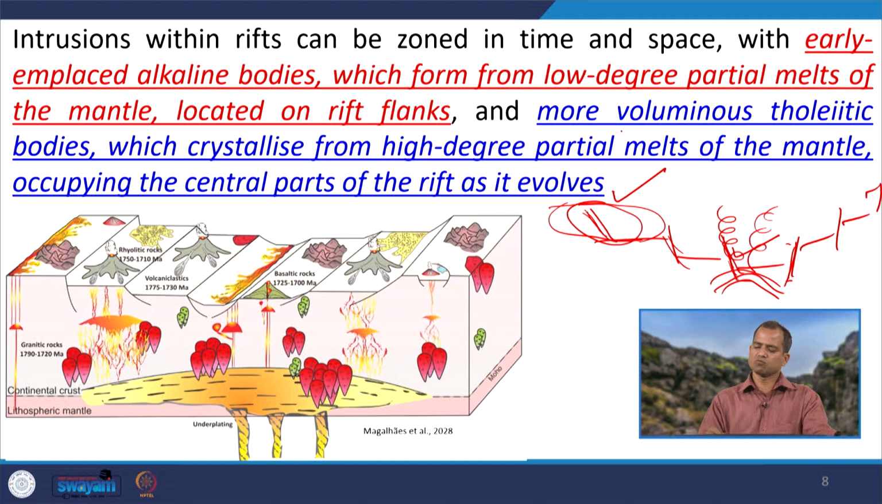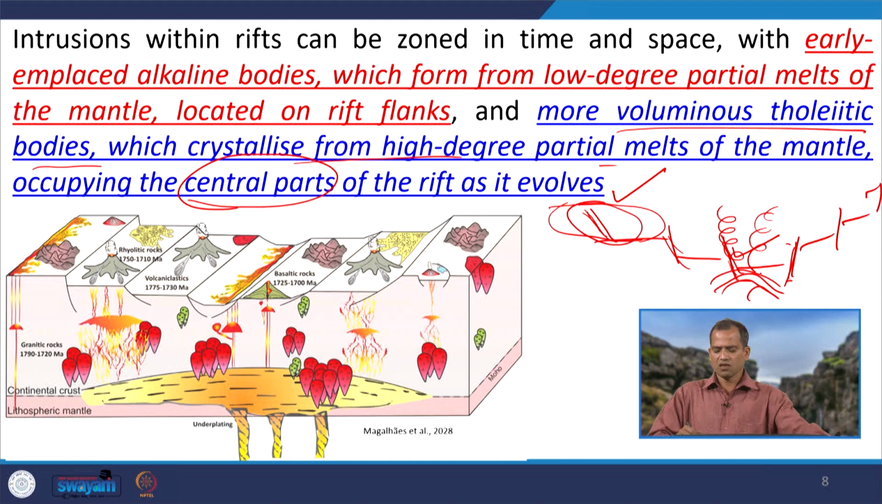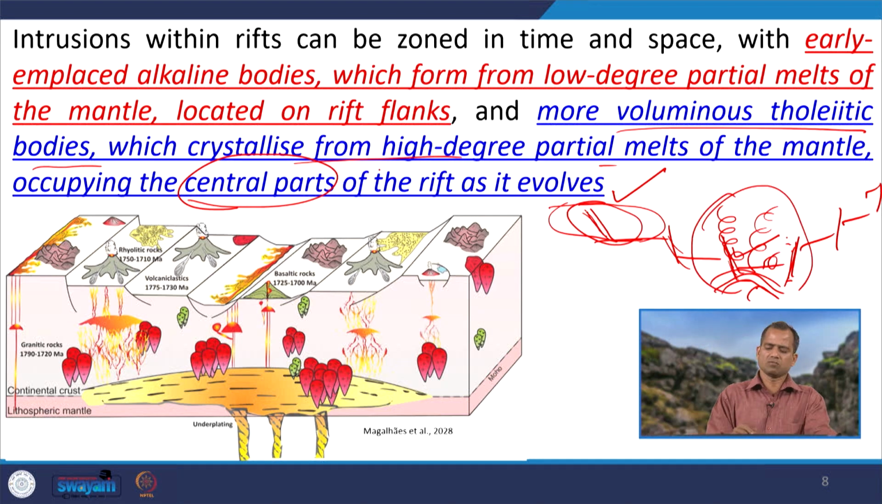That is why there are more voluminous tholeiitic bodies which crystallize from the high degree of partial melting of the mantle occupying the central part of the rift system. Here at the central part of the rift, as decompressional melting of the mantle occurs, we get this type of magma, which shows a high degree of partial melting in the mantle. So, in the rift flank we have carbonatites, and in the initial or middle part, at the central part, we get the tholeiitic systems.